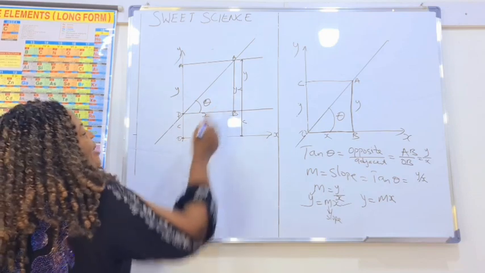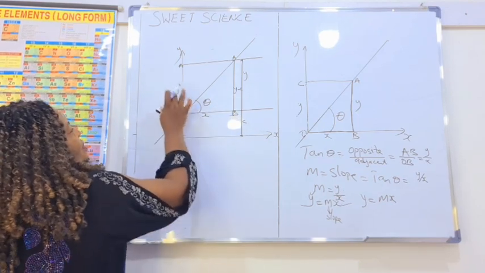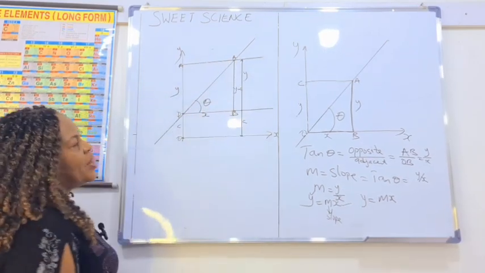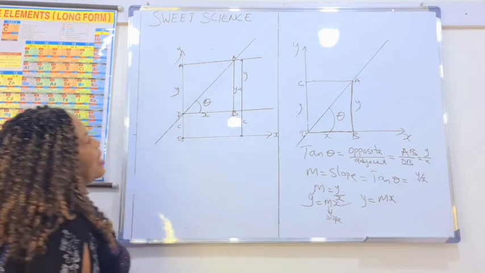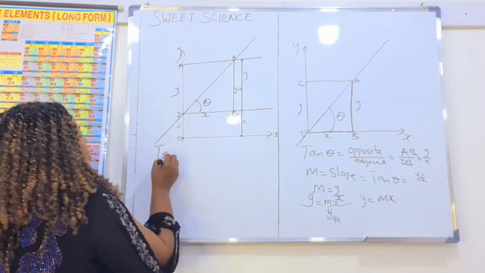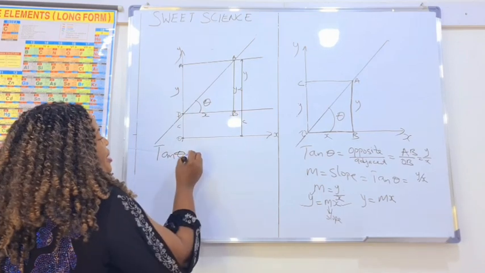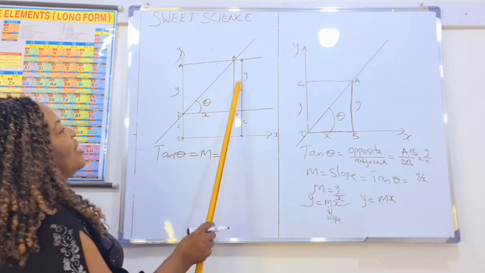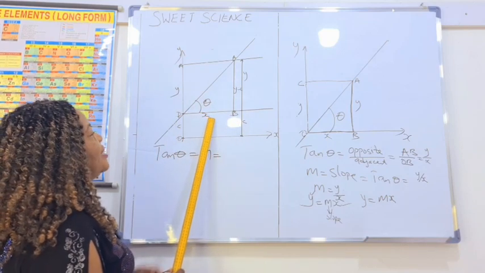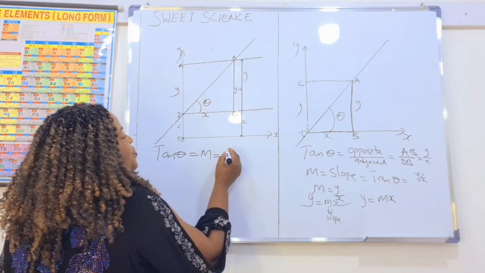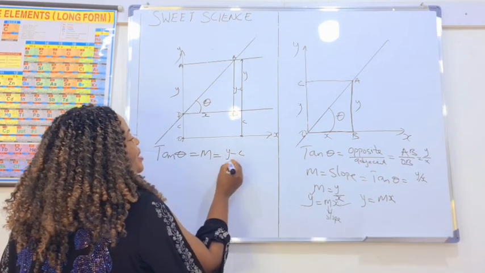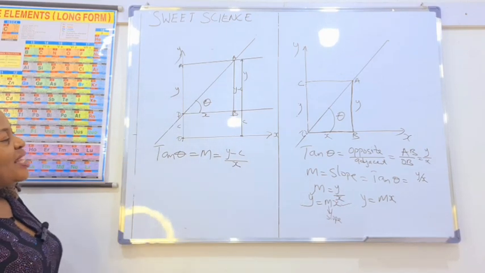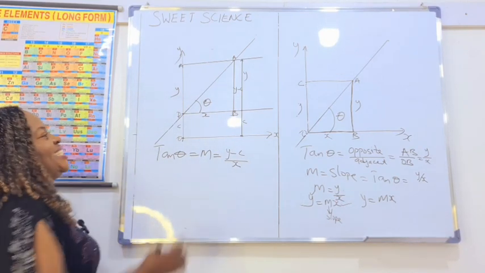Here is x, here is y. This line is y, this line is our y-axis. Here is our x-axis. Remember, tan theta is equal to m and is equal to what? Opposite all over adjacent. And our opposite is what? Y minus C. All over adjacent is what? X. Pay attention.